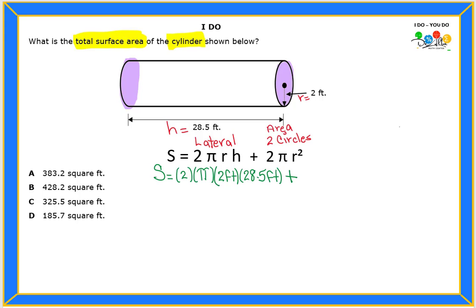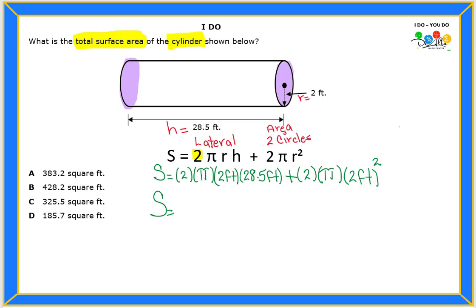Then I have a plus. So notice how the first part of the formula is just for the lateral. For the second part of the formula, I will replace 2. Will not replace, but bring it down. Pi, bring it down. And the radius is still 2. And of course, it's 2 feet to the second power. Okay, so let's take one at a time.